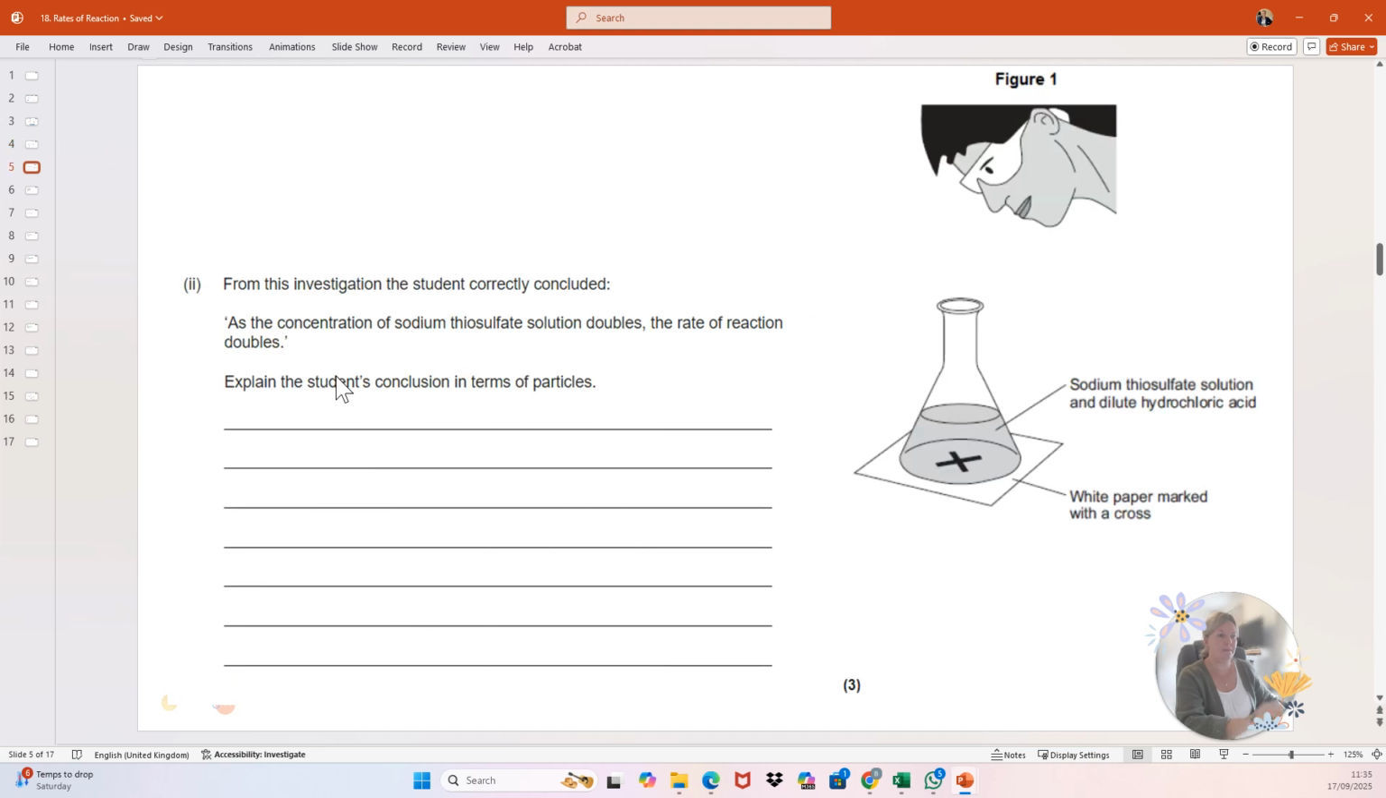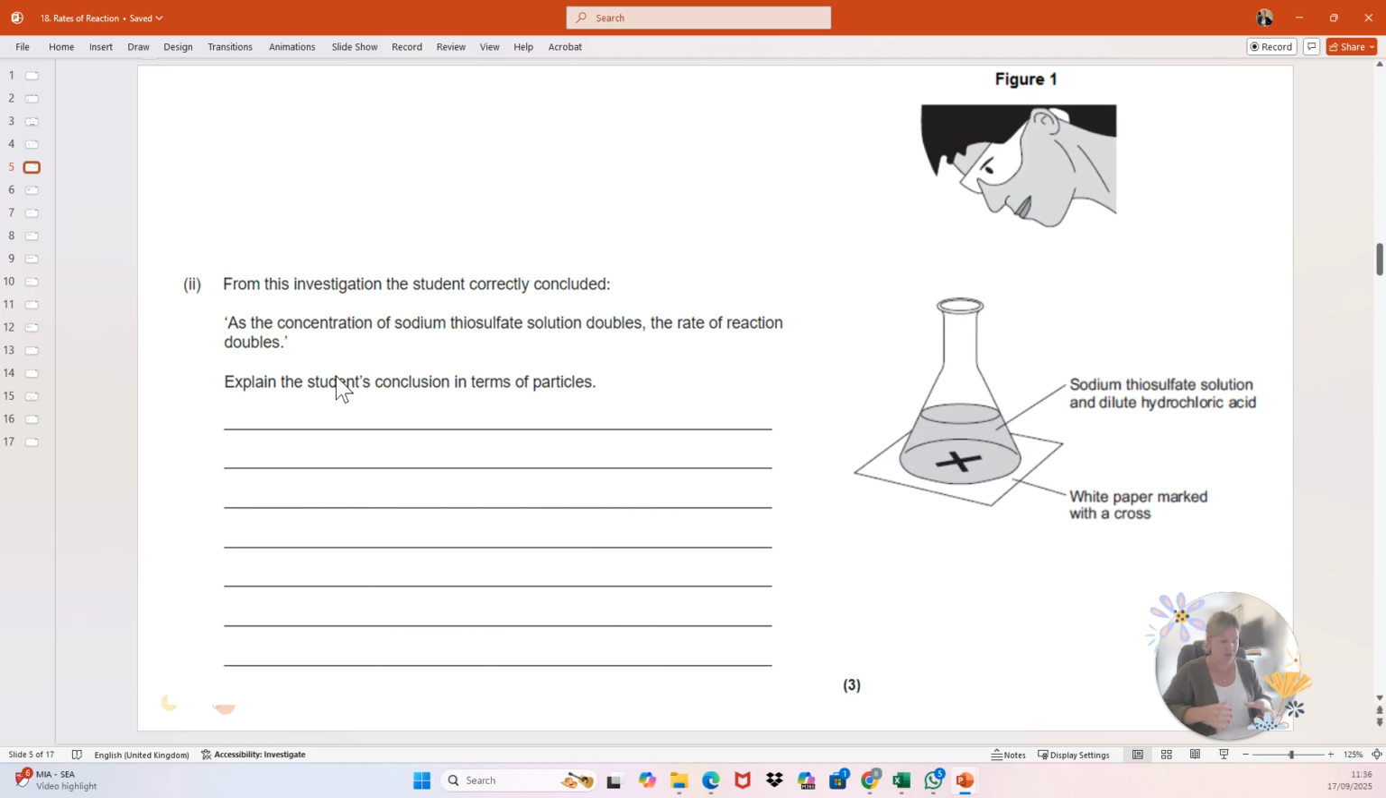Okay, right, so let's have a look and explain some of these questions then. So this is a very typical question. This is a required practical where you are reacting sodium thiosulfate with hydrochloric acid, and when you react those two together we get solid sulfur being formed, and so that reaction solution goes cloudy. So this is a nice simple way.